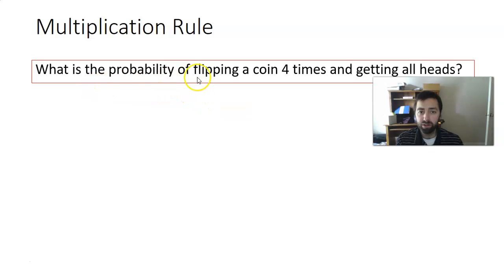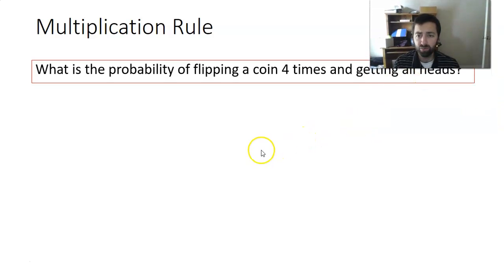So what is the probability of flipping a coin 4 times and getting heads all 4 times in a row? Alright, so first we're going to try and take an intuitive approach to this, and I'll show you how we can use the multiplication rule. So first, starting off with the intuitive approach.